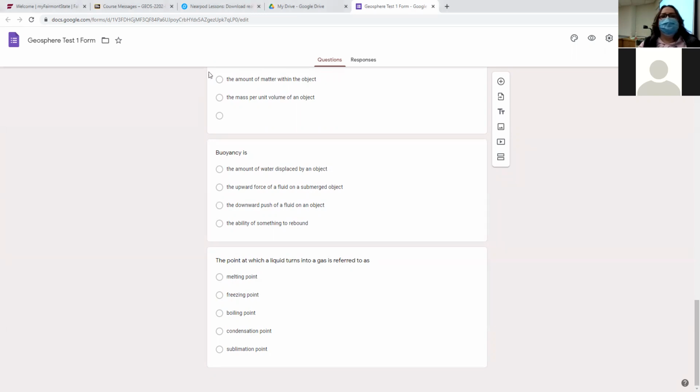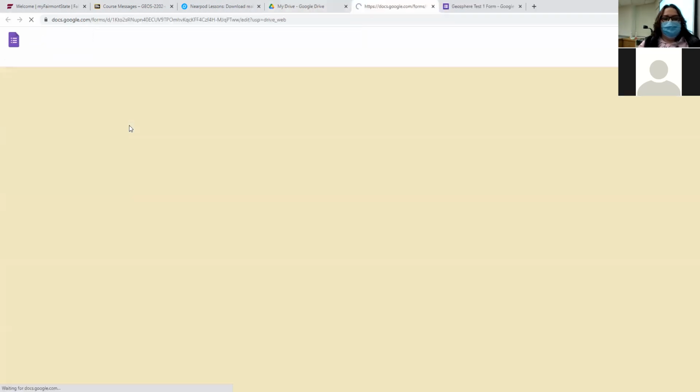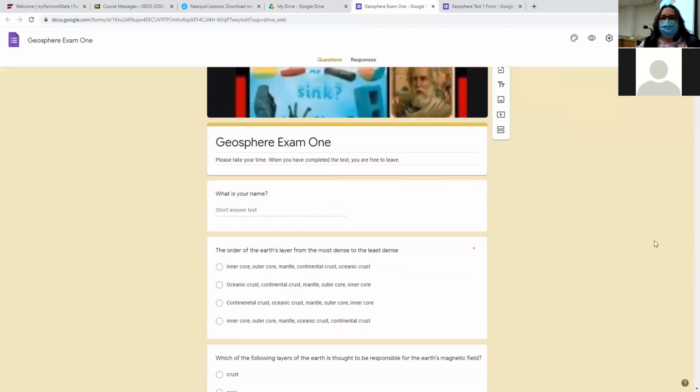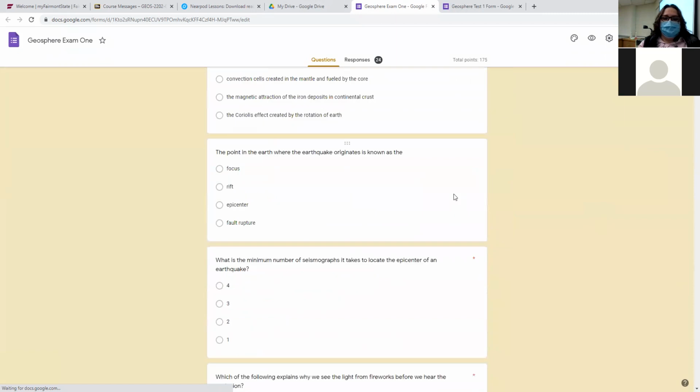Oh, that's the wrong one. Point at which a liquid turns to gas. What is that, guys? It's the boiling point. There's the actual test. Let me keep going.